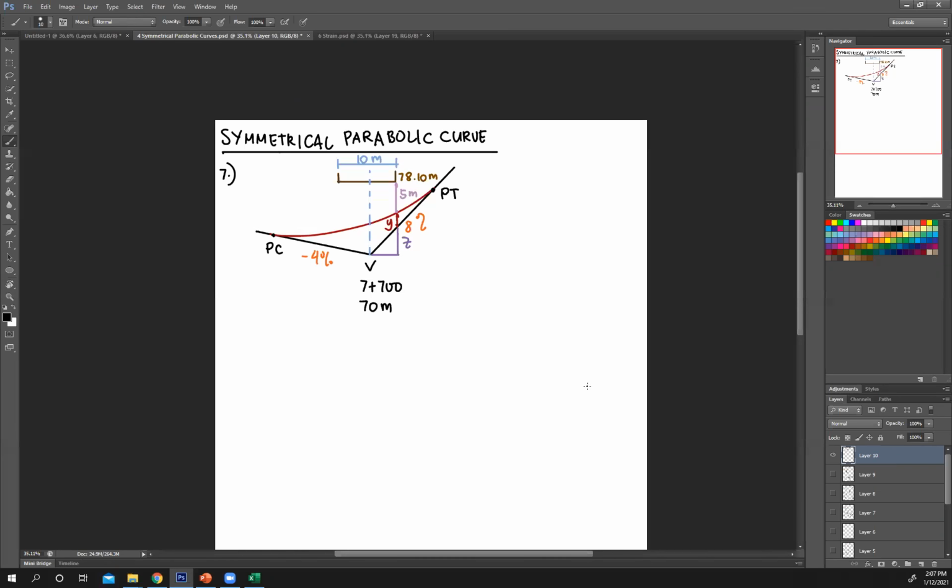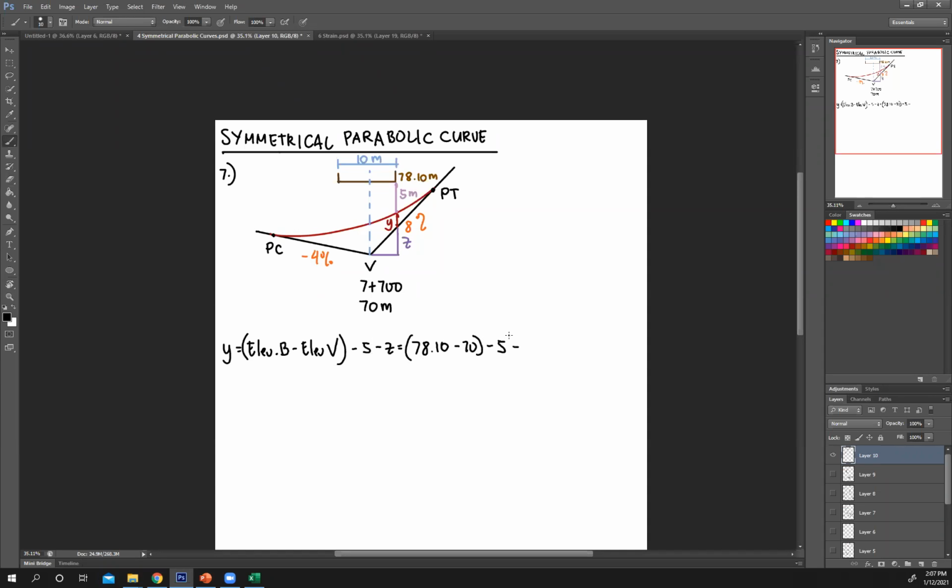Okay, let's do that. So y is just the elevation of your bridge, let's call that b for bridge, minus the elevation of your vertex, v, and minus 5 minus z. So it's 78.10 minus 70 minus 5 minus z.